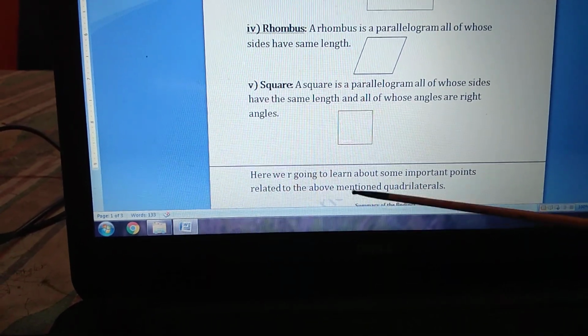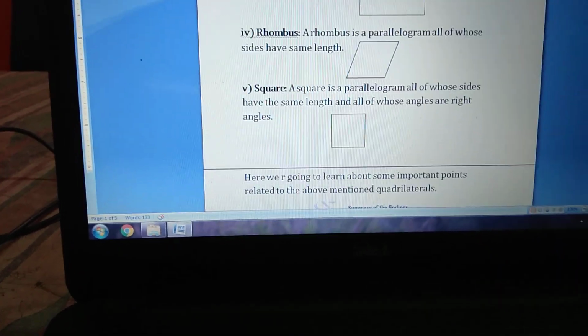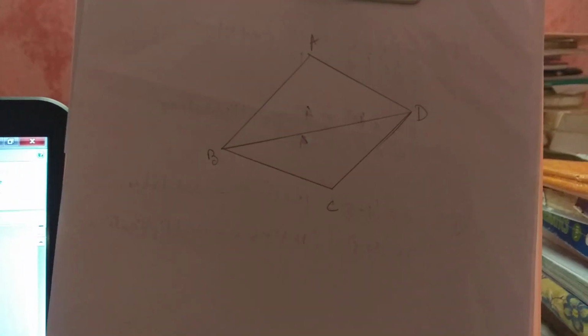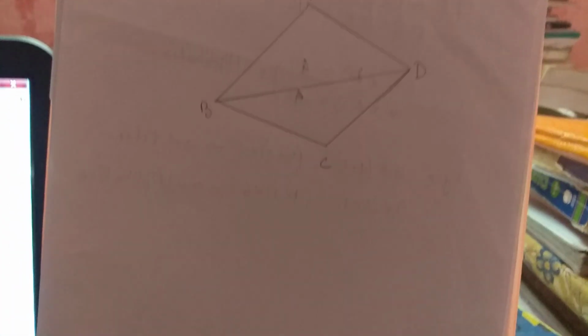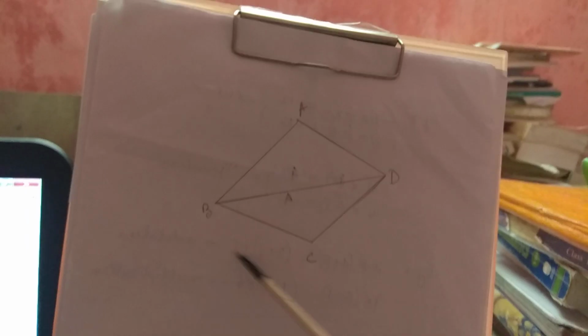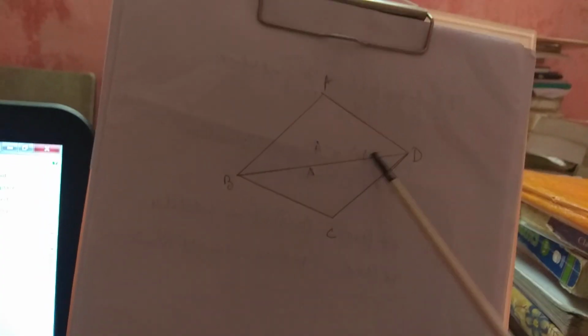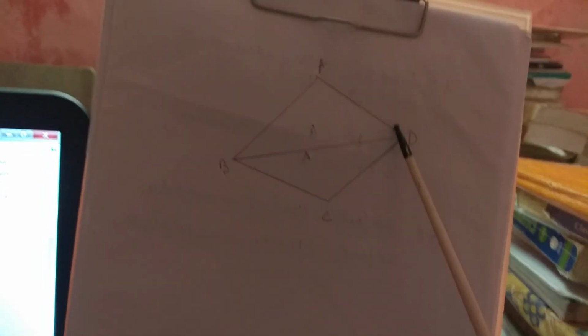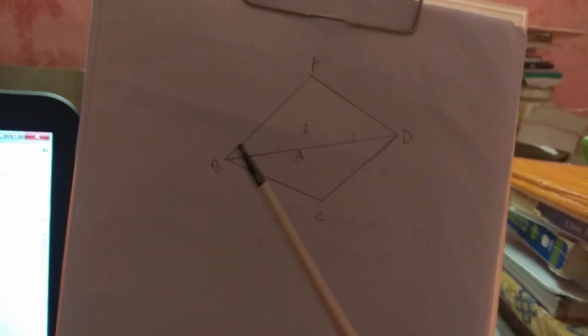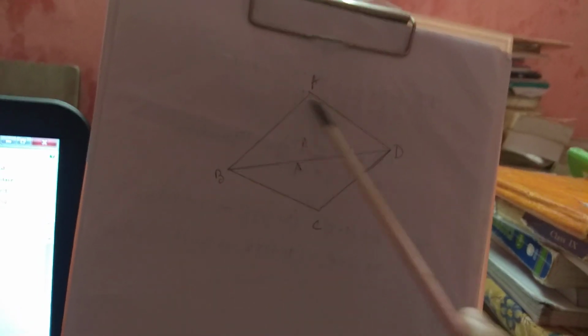Now we will go to the criteria related to these quadrilaterals. Before going to the criteria, one important name I need to explain to you. The name is diagonal. What does diagonal mean? See, this is a quadrilateral and in the middle a line is drawn. You can see BD. B and D are opposite to each other. So what does diagonal mean? The line obtained by joining the opposite angles of a quadrilateral is called a diagonal. BD is the diagonal of this quadrilateral.